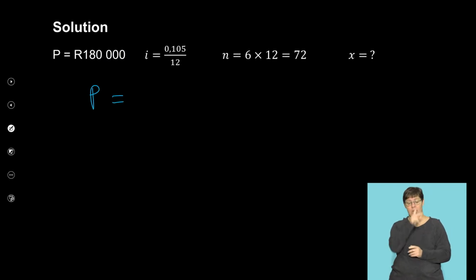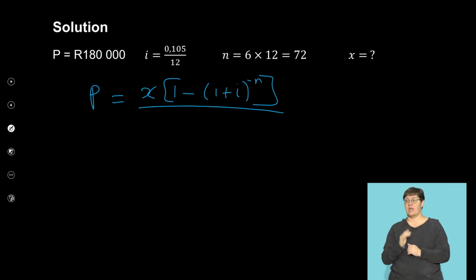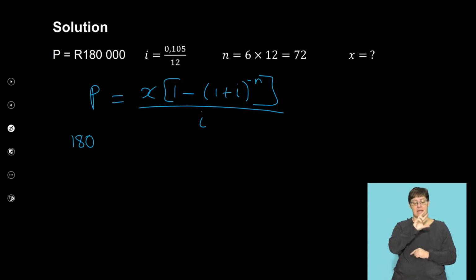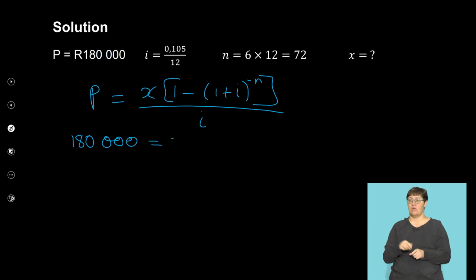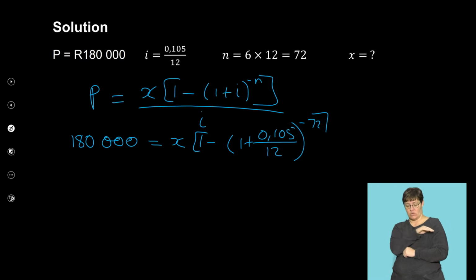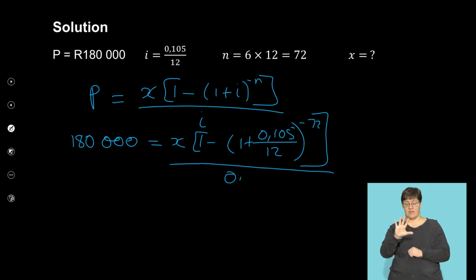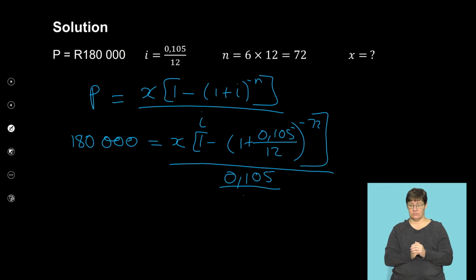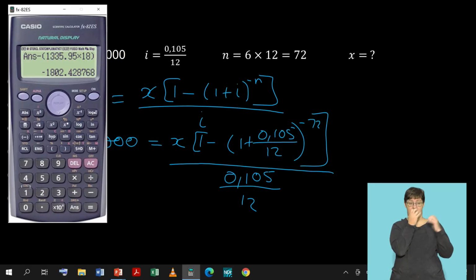So I will say P is equals to X into 1 minus 1 plus I to the exponent of negative N divided by I. And then I will start substituting everything I know. This is 180,000 equals to, I want to know what X is, 1 minus 1 plus the interest they told me, it was 0.105, which is 10.5, right? To the exponent of negative 72, because that's the duration of my loan, over the interest again, divided by 12. And then you go straight to your calculator.